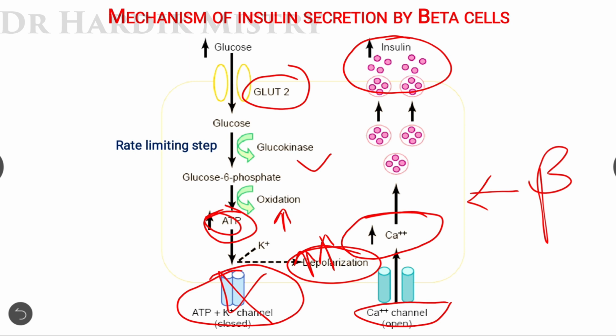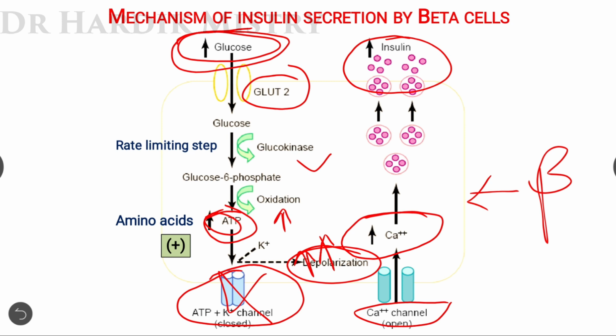Here the calcium channel is the voltage-gated calcium channel. So that is the mechanism working behind the release of insulin, and it is directly related to the glucose concentration inside our body. Here the amino acids have an add-on effect on insulin release.